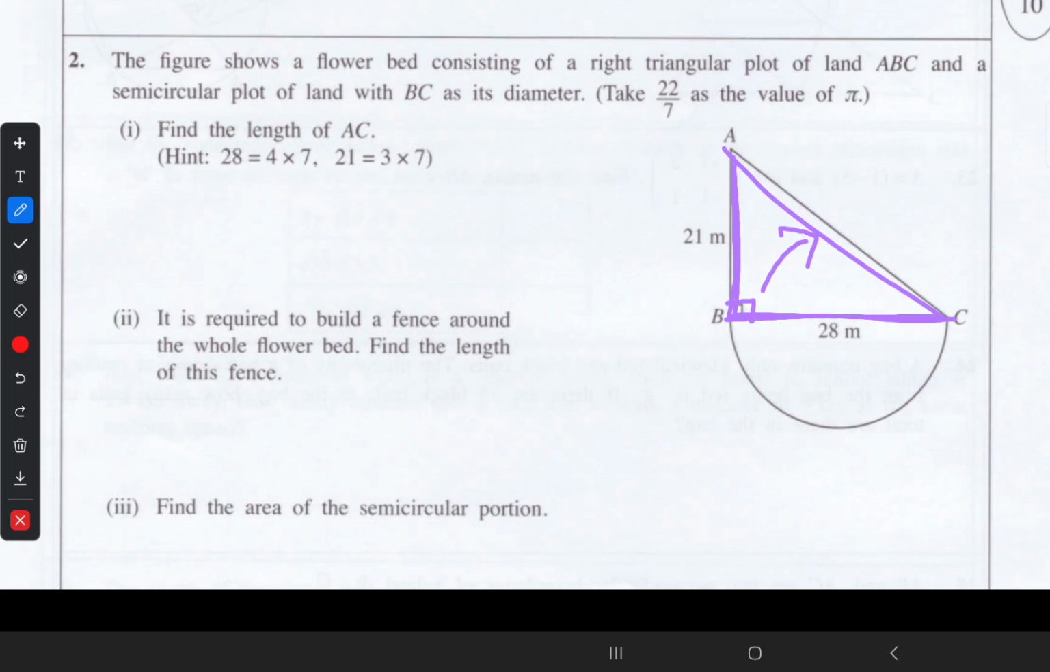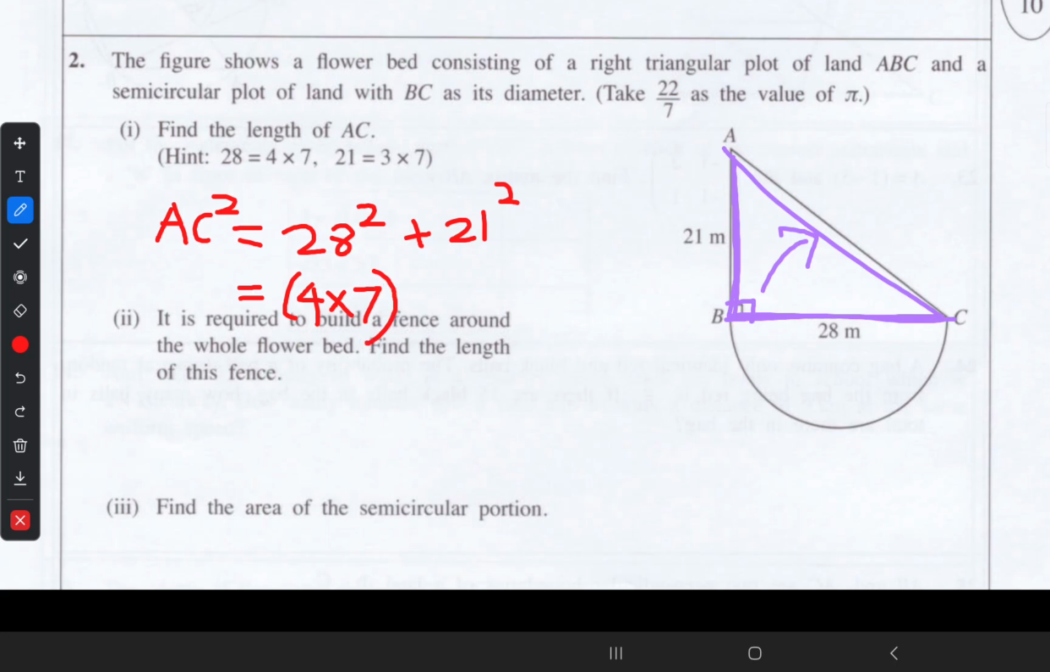That is hypotenuse square, AC square, equals the adjacent sides' squares. So that means 28 square plus 21 square. Just Pythagoras theorem. Then we can write, think without this power, think without this index. 28 can be written as 4 times 7, 4 times 7 and its square.